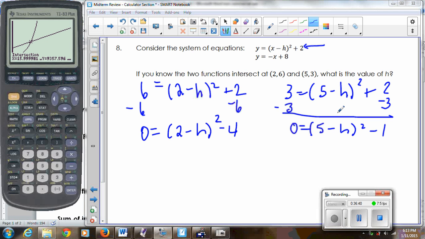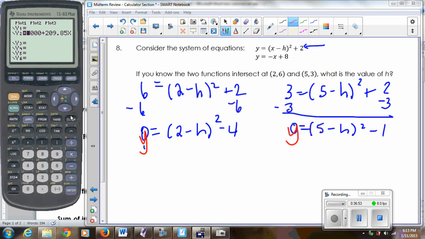And so since both of these are equal to 0, that must mean that they're equal to themselves. So I basically just set them both equal to y. I just made a system here, and I solved for h, except I called h x on my calculator. So basically I have in parentheses 2 minus h, or in this case I'm going to have to use the x variable, squared minus 4. And then in the other one it is 5 minus h, or in this case I'm going to use the x variable, and that's minus 1.